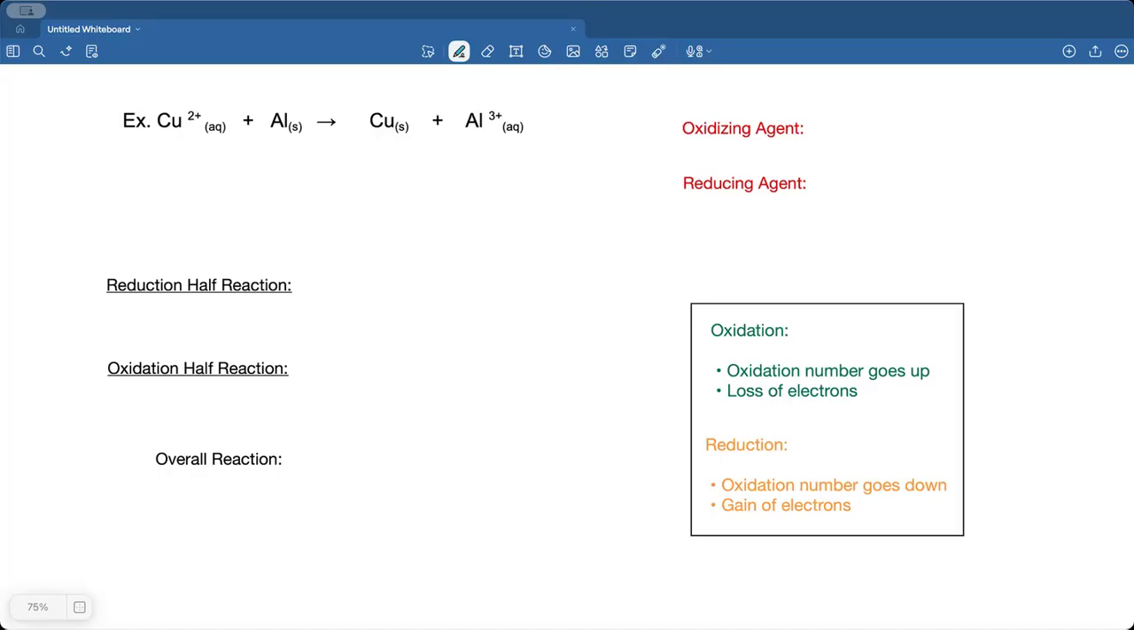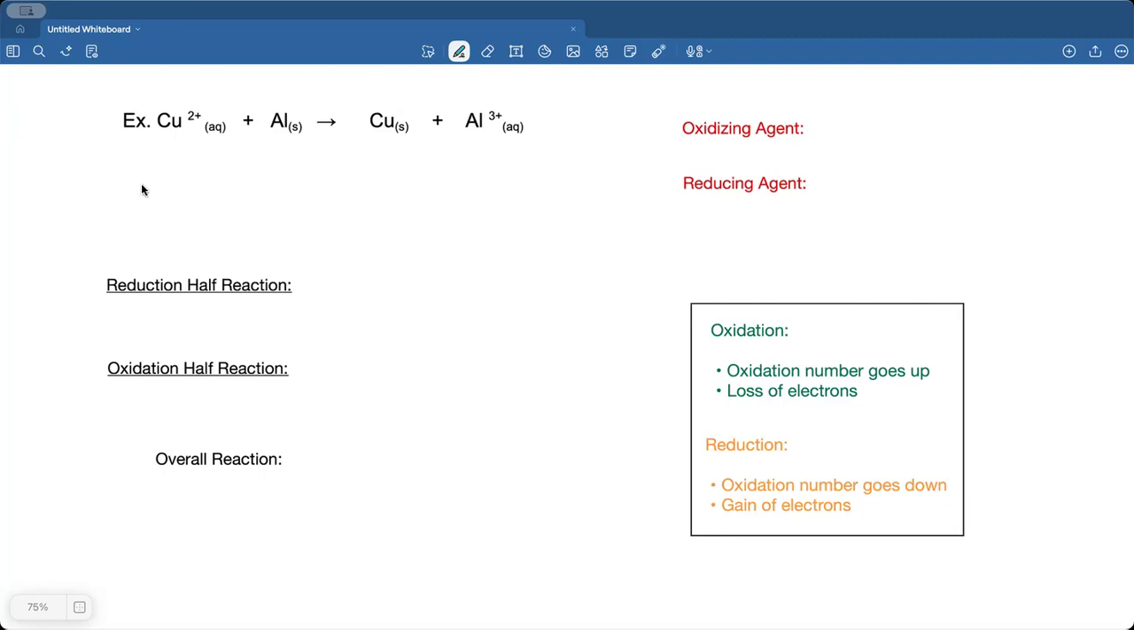Hello everyone, this video is about redox reactions, where redox stands for reduction and oxidation. What happens in these reactions is that a species becomes oxidized in order for some other species to become reduced. And because of that, electrons are always involved.